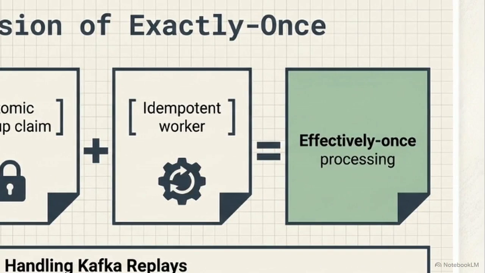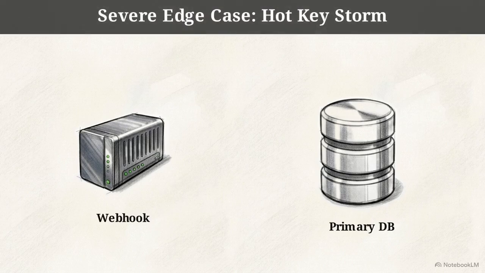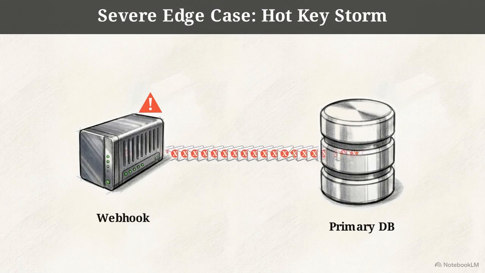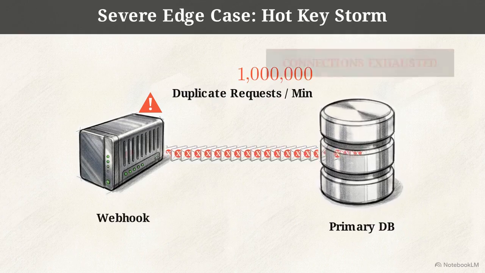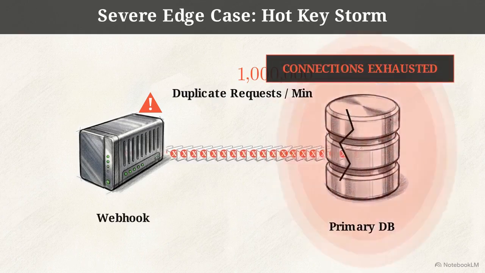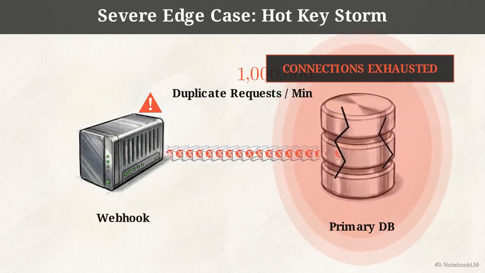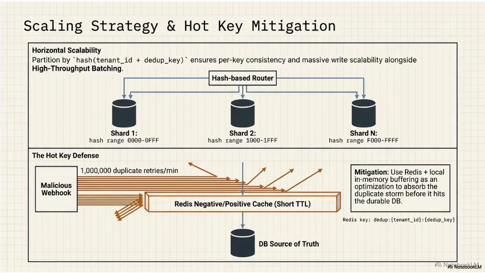Let's test this architecture against a severe edge case. Imagine a malfunctioning upstream webhook suddenly fires 1 million identical duplicate requests per minute. If you allow that entire barrage to hit your primary database, the sheer volume of constraint checks will exhaust your connections and melt the storage layer. This diagram shows the defense mechanism, the hotkey mitigation strategy. We deploy a Redis negative and positive cache with a very short time to live in front of our main storage. This acts as an optimization layer.